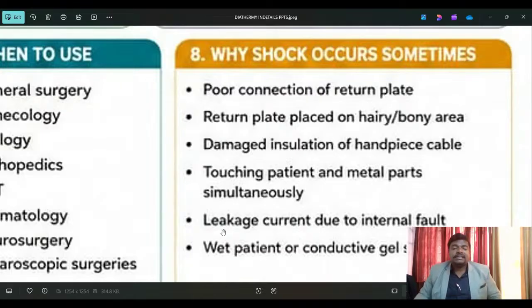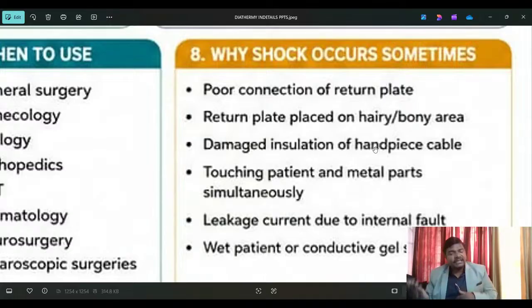Right. Next, why shock occurs. One more thing is leakage current due to internal fault, and conductive gel spread on the patient. Before connecting the patient, you have to check all things. Who will do that checking? Not the biomedical engineer. The biomedical engineer will do it repeatedly as per schedule. Preventive maintenance and calibration need to be done in time, and everyday rounds and every inspection should be done by the biomedical engineer. Then many problems may not come.